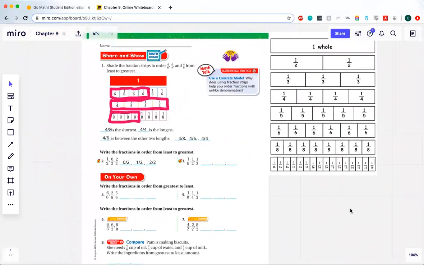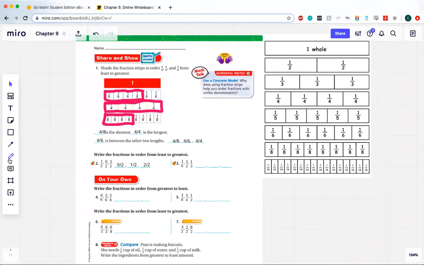Okay, so if we look at this, the first one they give us is 1/6. So I'm going to color in 1/6 here. And then I'm going to color in 1/2. And then 1/3. Now you don't have to do this every time. If you remember that if there are different denominators, then the more that you cut something up, the smaller pieces you're going to get, then you don't need to use these fraction strips. But if it helps you to visualize it, sometimes it helps me, then that's fine too.